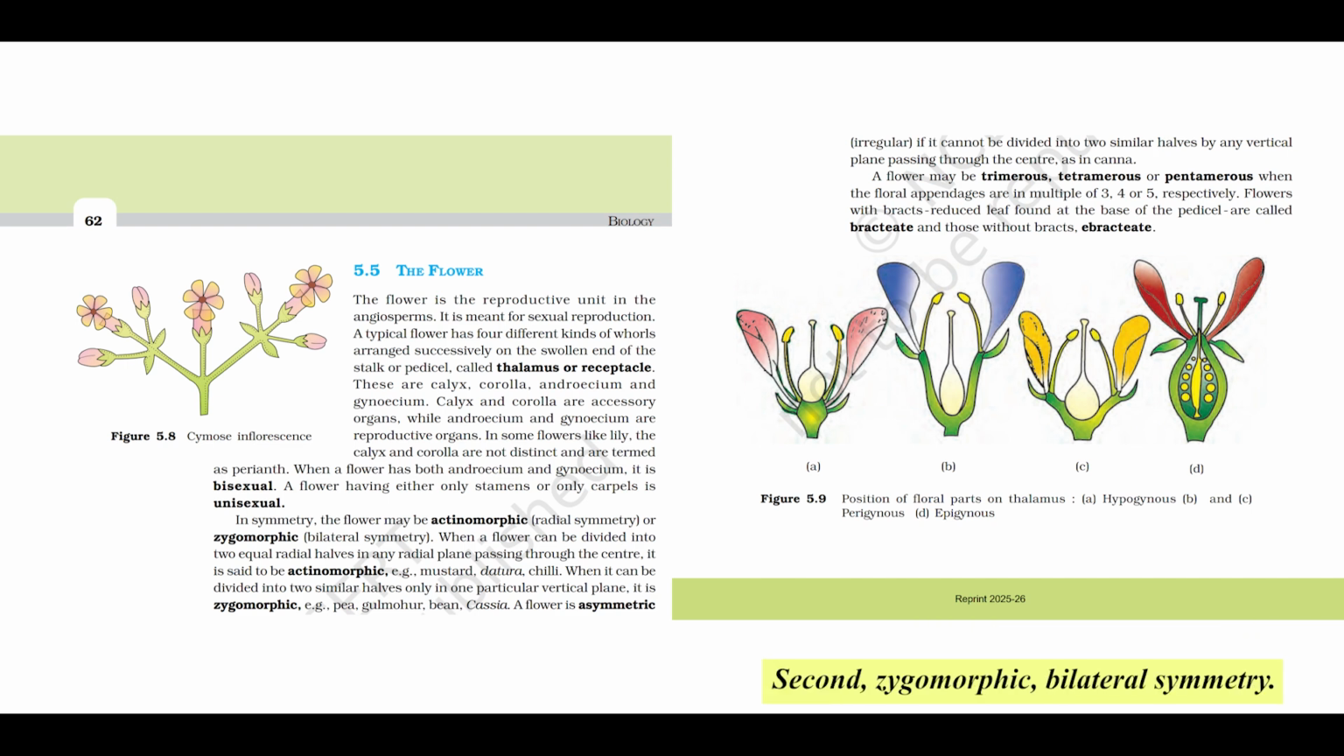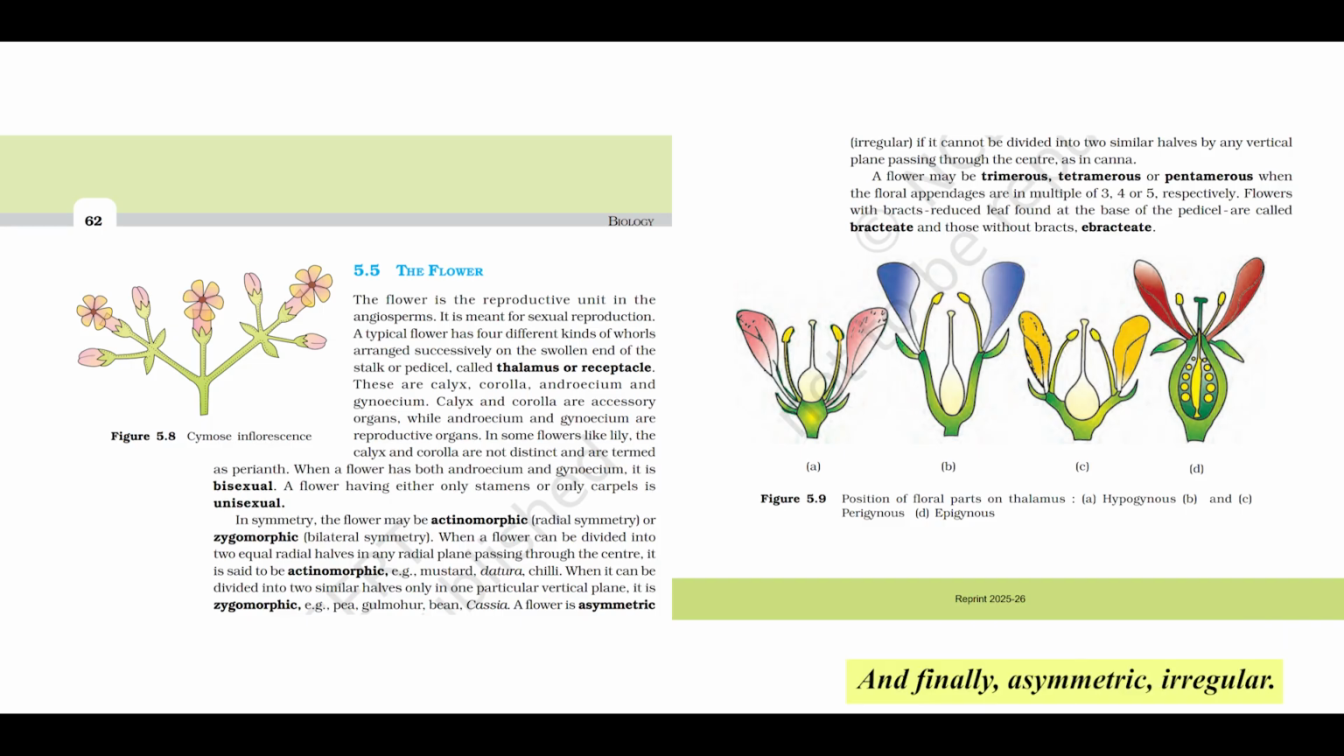Second, zygomorphic, bilateral symmetry. In contrast, a flower is zygomorphic when it can be divided into 2 similar halves by only one particular vertical plane. This is much like the symmetry of our own bodies. You can only cut it down the middle along a specific plane to get 2 mirrored halves. This often leads to a more specialized interaction with pollinators, as the unique shape guides the pollinator to a specific landing spot to access nectar and transfer pollen effectively. Examples of zygomorphic flowers include pea, gulmohur, bean, and cassia. So only one way to cut it in half equally, like our faces.